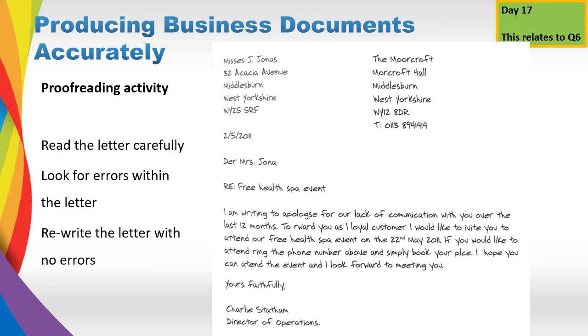So I have for you a little proofreading activity. You're going to have to read the letter, and you're going to have to look for errors within the letter. You can make notes on the letter itself if you wish. That's absolutely fine. What you are then going to do is rewrite the letter with no errors. So remember, you're not just looking for spelling and punctuation errors, you're also looking for grammar issues, in particular one that I just spoke about. A tip for you there.